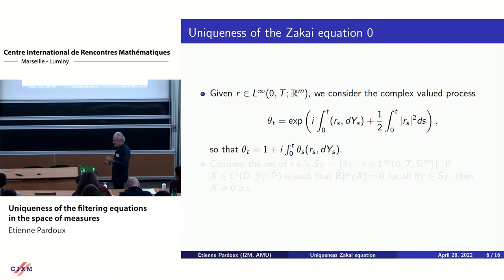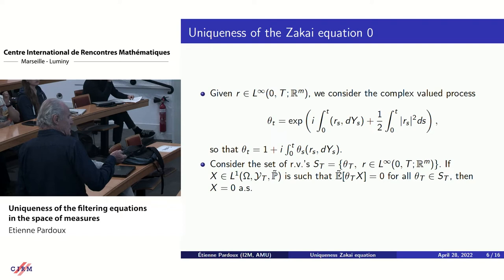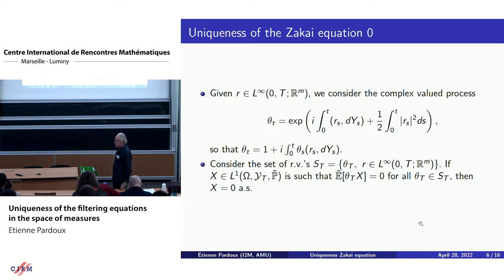So now I fix a time capital T, and I consider the set of random variables theta T when r runs over this set of functions. Then this set is total in the set of random variables Y_T in the following sense. If I take any integrable random variable X which is Y_T measurable and such that E tilde of theta_T X is zero for all theta_T in that set, then X is zero almost surely. This is something which is well known.